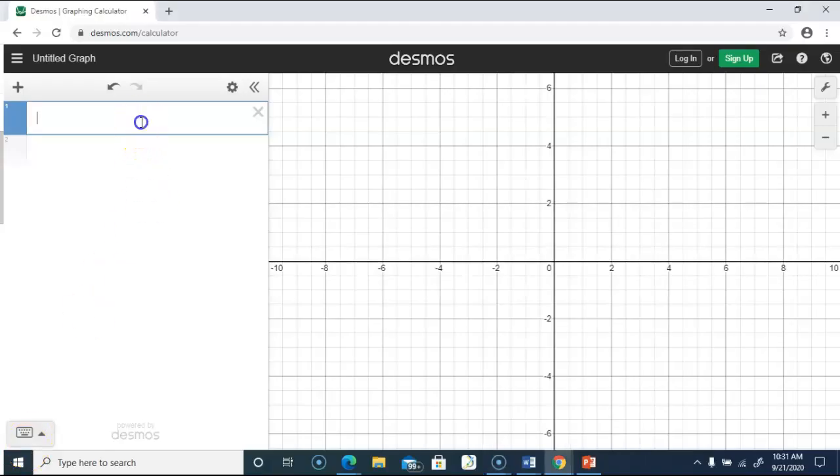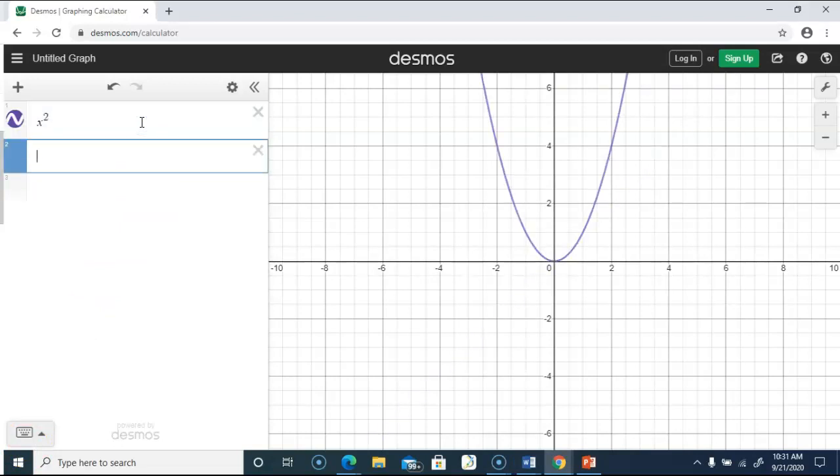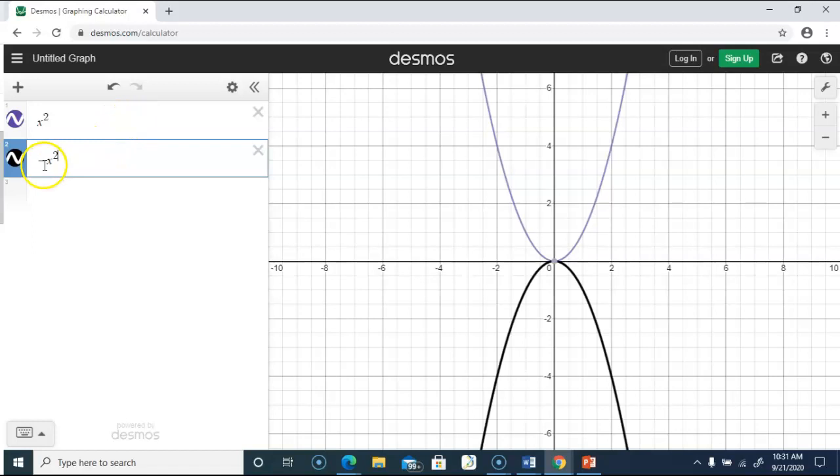So on this one, I want to start out again with the x squared. That's just a good graph to look at. So if I put a negative in front of that, then putting a negative in front of the function is a reflection in the x-axis. So you can see what happened here.